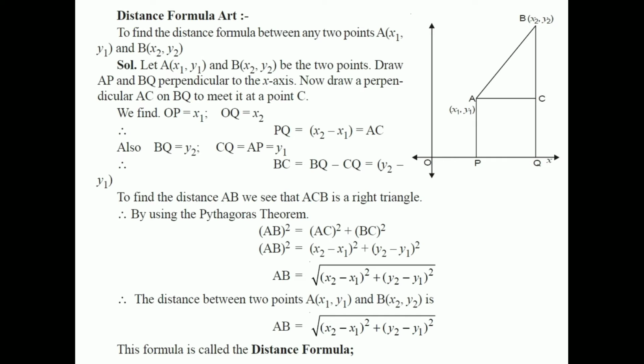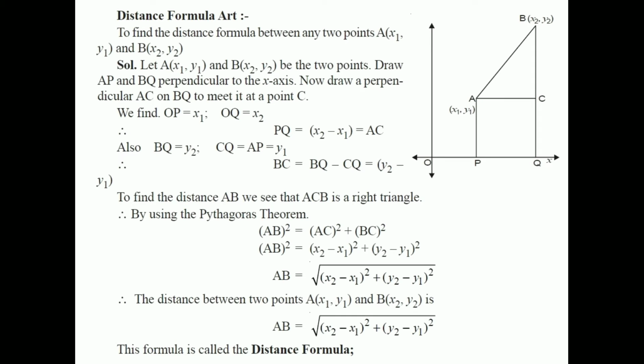Now look at the right angle triangle ABC. By using the Pythagoras theorem, the hypotenuse AB square is equal to base AC square plus perpendicular BC square. And now we are going to put in the values of AC and BC. We have AB square is equal to (x2 minus x1) whole square, the value of AC, plus (y2 minus y1) whole square, the value of BC.